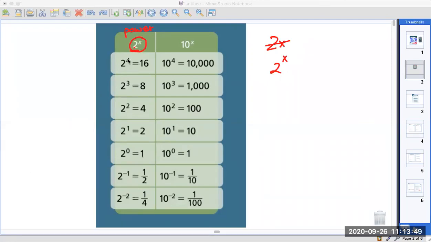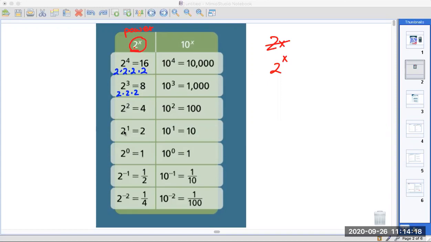So let's look at 2 to the power of 4 is 16 because the 4 tells us we're multiplying 2 4 times. 2 times 2 is 4, 4 times 2 is 8, 8 times 2 is 16. 2 to the power of 3 is 8 because it's 2 times 2 times 2. 2 to the power of 2 is 4 because it's 2 times 2.